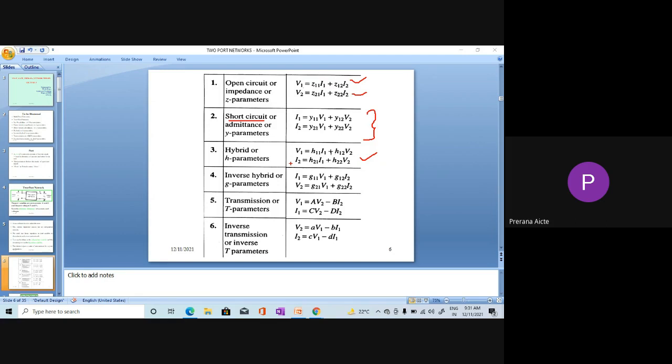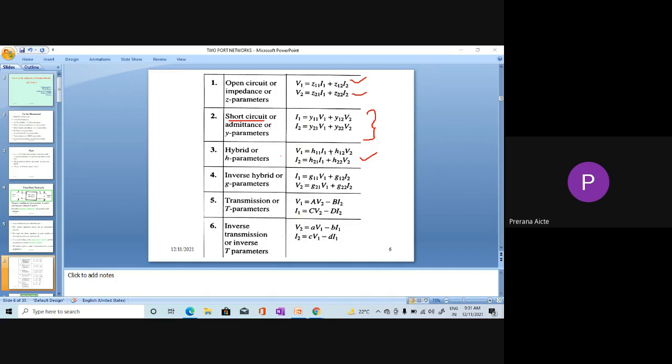Hybrid. So V1 is equal to H11 I1 plus H12 V2. I2 is equal to H21 I1 plus H22 V2. The combination of input voltage and the output current. So try to understand the difference of different kinds of two-port equations. While taking the hybrid parameter approach, we have to go through V1 and I1 as the two-port network equations.